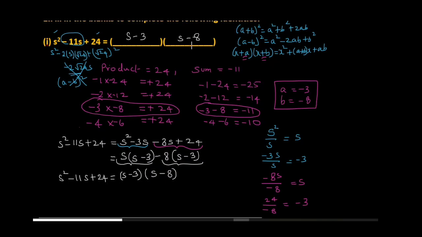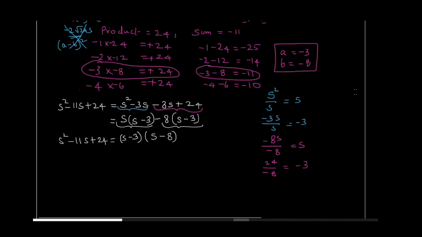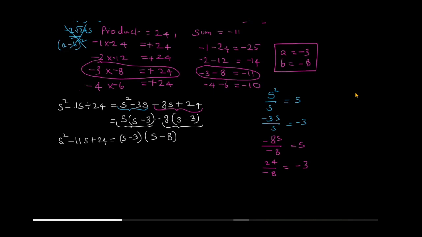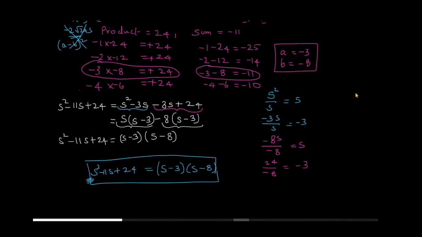The another way, directly we can write, which is nothing but if a is minus 3 and b is minus 8, and we are having s squared minus 11s plus 24 as our quadratic polynomial. Here 1 is the coefficient of s squared, so directly we can write s minus 3 and s minus 8. If suppose any other number is there in the coefficient of x squared, then we need to divide that and get the factor. Now the factors are s minus 3 and s minus 8.